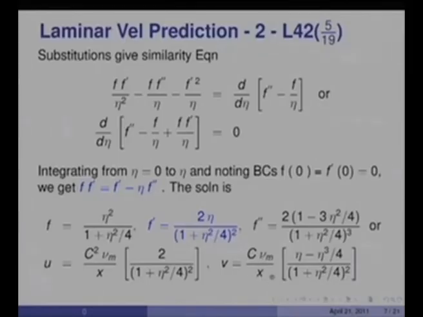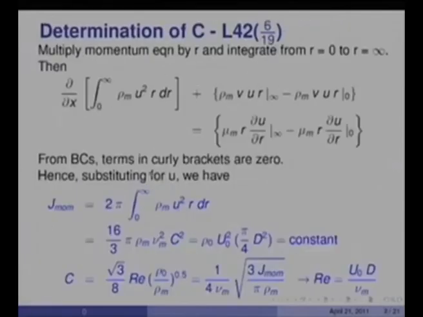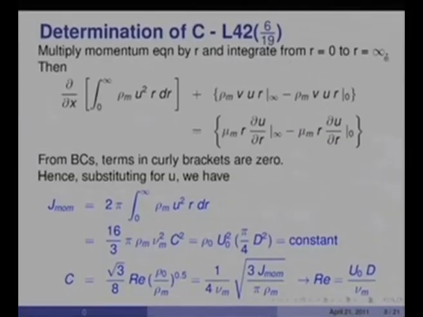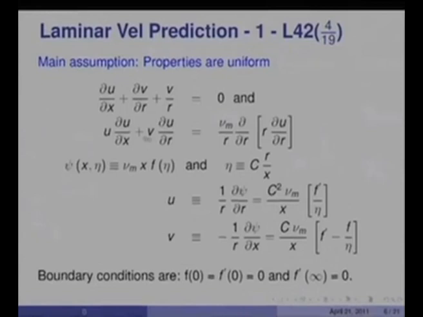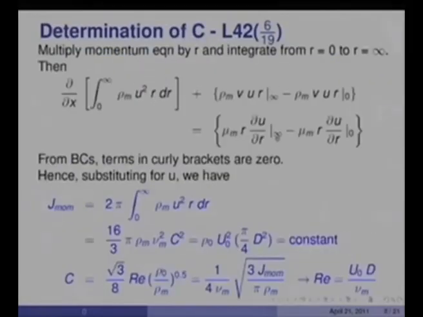So, our next task is of course to estimate what is c. To do that, we multiply the momentum equation by r and integrate from r equal to 0 to r equal to infinity. First write it in conservative form and then integrate from 0 to infinity, and you will get d by dx of the integral from 0 to infinity of rho m u squared r dr equal to rho m v u r at infinity minus rho m v u r at 0, and likewise the gradient terms.